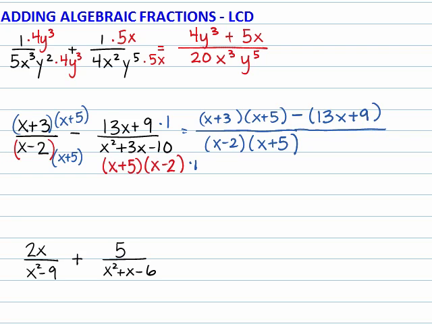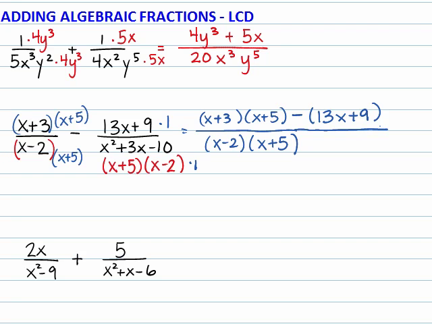Notice here that I put the 13x plus 9 in parentheses because in front of it is a negative sign which has to distribute to every term of that numerator. What I need to do now is try to factor the numerator to see if there is anything in common with the denominator x minus 2, x plus 5 in order to simplify if I can.